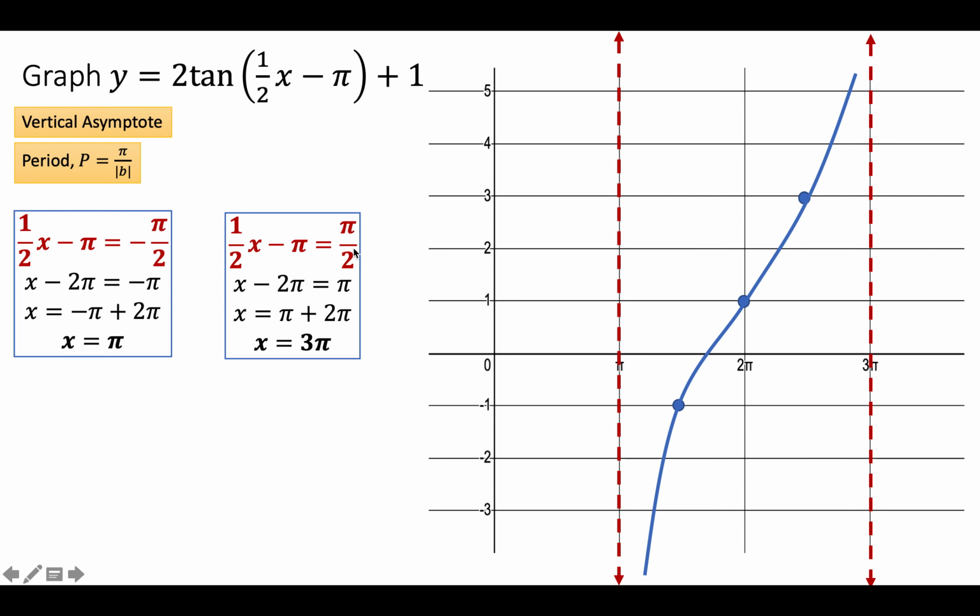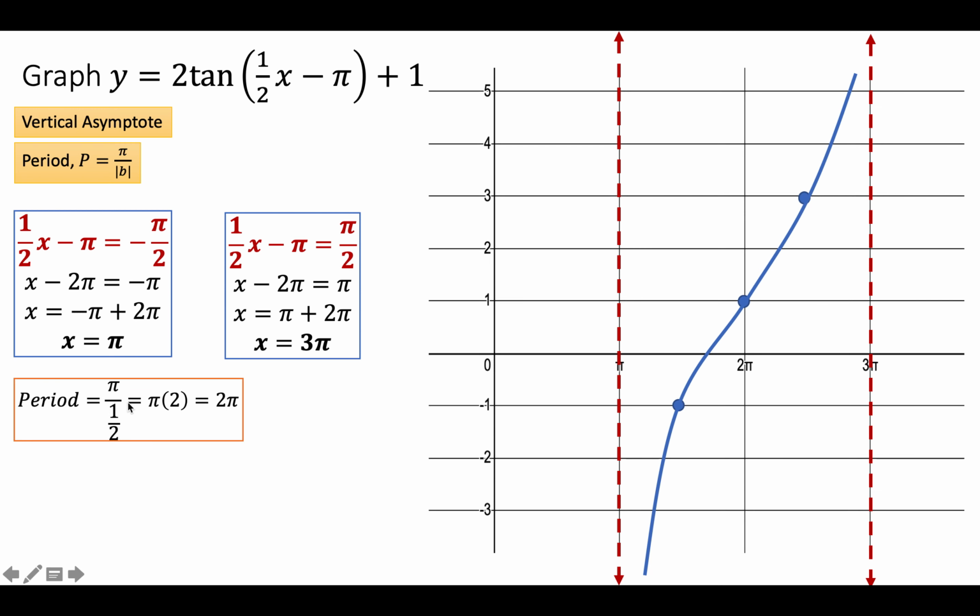So I had also given here the period. By looking at the graph, this is already 1 cycle, okay? So what is the distance between pi and 3 pi? It's 2 pi. So we can now say that the period here is 2 pi. So let's verify using this formula: pi over the absolute value of b. And our b here is 1/2, right? Because this is our c, this is our d.